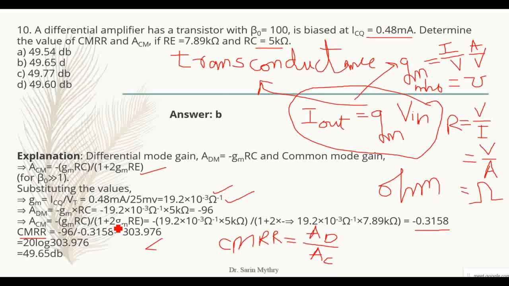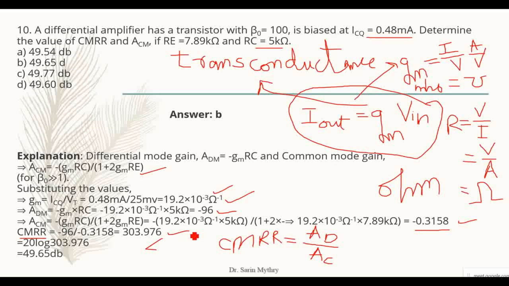That's why I have written here it is minus 96. What is minus 96? It is a differential gain. And what is minus 0.318? It's a common mode gain. So it is differential gain upon common mode gain. When you do this simplification, you are going to get your CMRR is equal to 303.976, and we have got the CMRR.